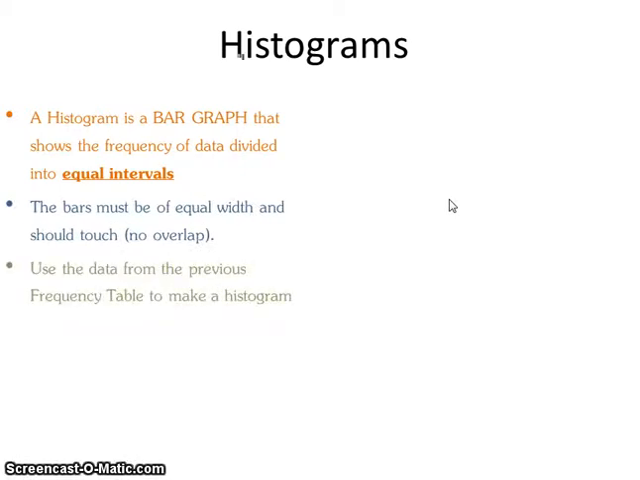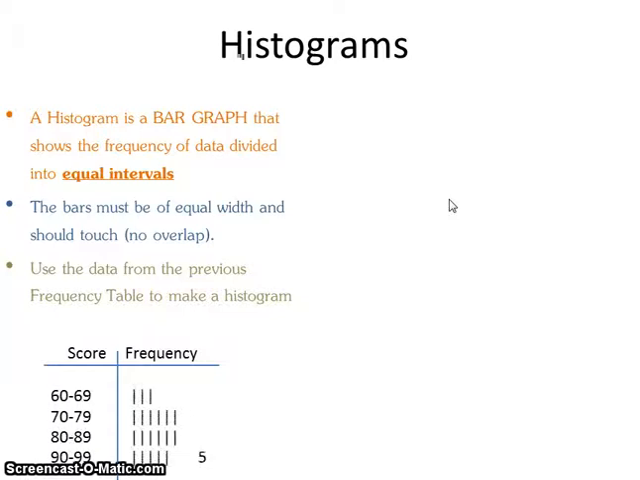Next, we're going to take a look at a histogram. A histogram is a bar graph that shows the frequency of data divided into equal intervals. In a histogram, the bars must be of equal width and should not touch. You shouldn't have any overlapping. Now we're going to use the data from the previous frequency table to make a histogram. So let's take a look at that previous frequency table and let's create a histogram based on this.